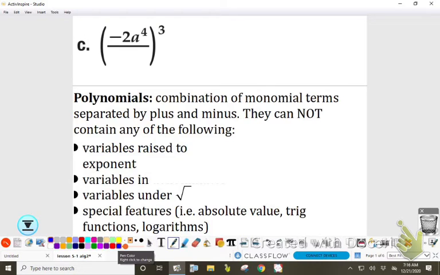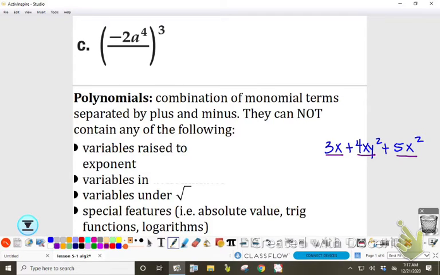So a monomial is just one term, like the term 3x. It's a monomial. When you start adding things to it, like that, that's when it becomes a polynomial. Okay, so a polynomial is a combination of individual monomial terms. So that's a monomial, and that's a monomial. When you start combining them with plus and minus, that's when it becomes a polynomial. They cannot contain any of the following things.